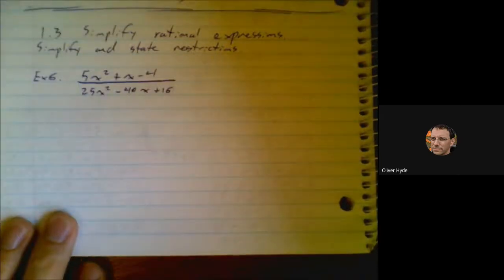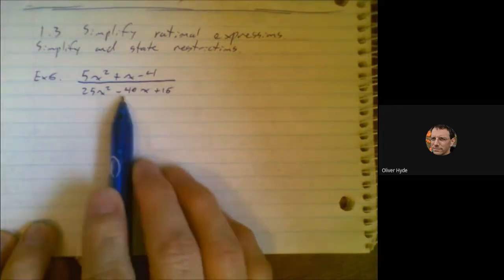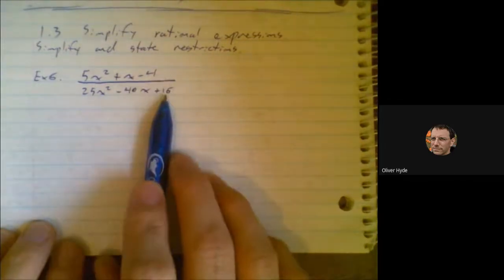So here's an example. I think it's called number 6 from this lesson. We have 5x squared plus x minus 4 divided by 25x squared minus 40x plus 16. A ratio or a quotient of two polynomial functions. And we want to simplify this expression.